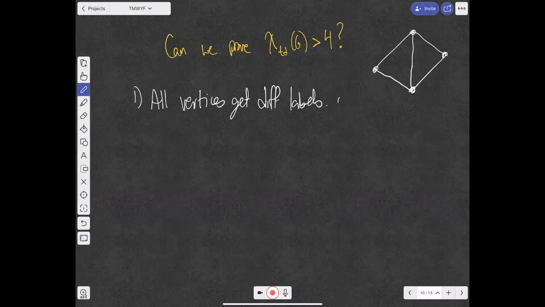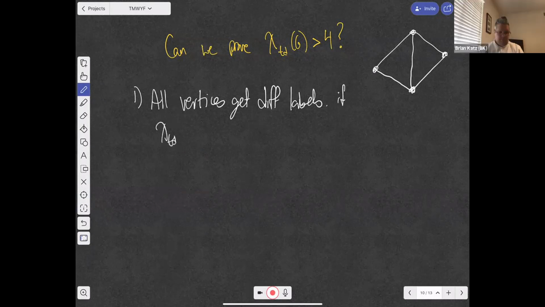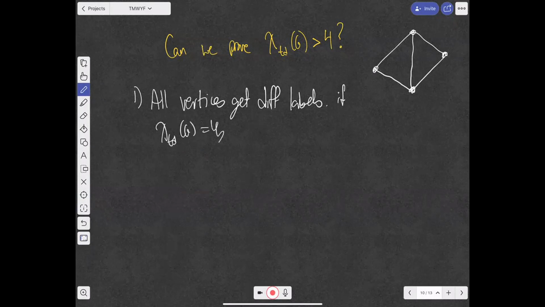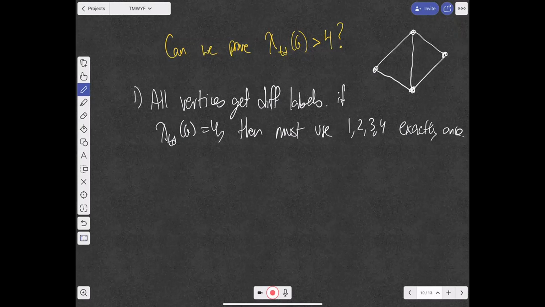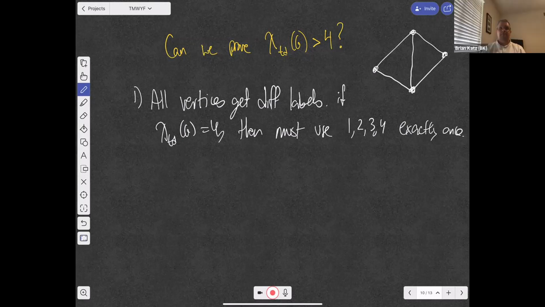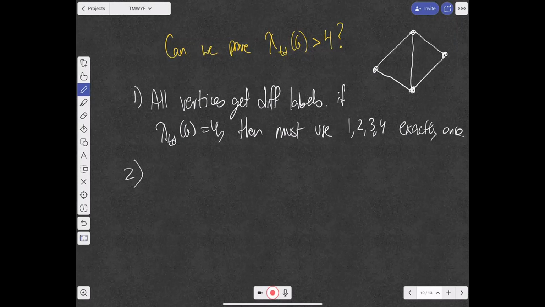But we can try to prove this by contradiction. So if chi TD of G is equal to 4, then we must use 1, 2, 3, and 4 each exactly once. So that we get from looking at triples. But then once we have that, then we can look at doubles, right? The vertex with the label 2 can't be adjacent to the vertex with the label 1 or the one with the label 4. And that's just the problem.